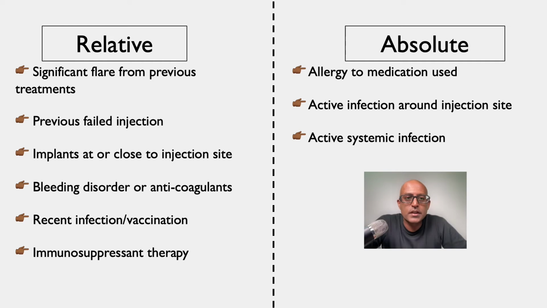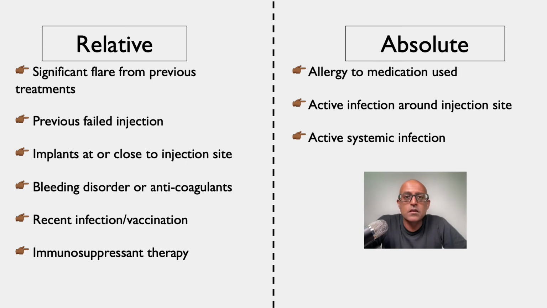So let's deal with the relative and absolute contraindications in a little bit more detail. In terms of the relative, the patient may have had a significant flare-up from a previous procedure, or they may have had a procedure that wasn't as effective as we hoped it would be. In both situations, it's important to counsel the patient accordingly.